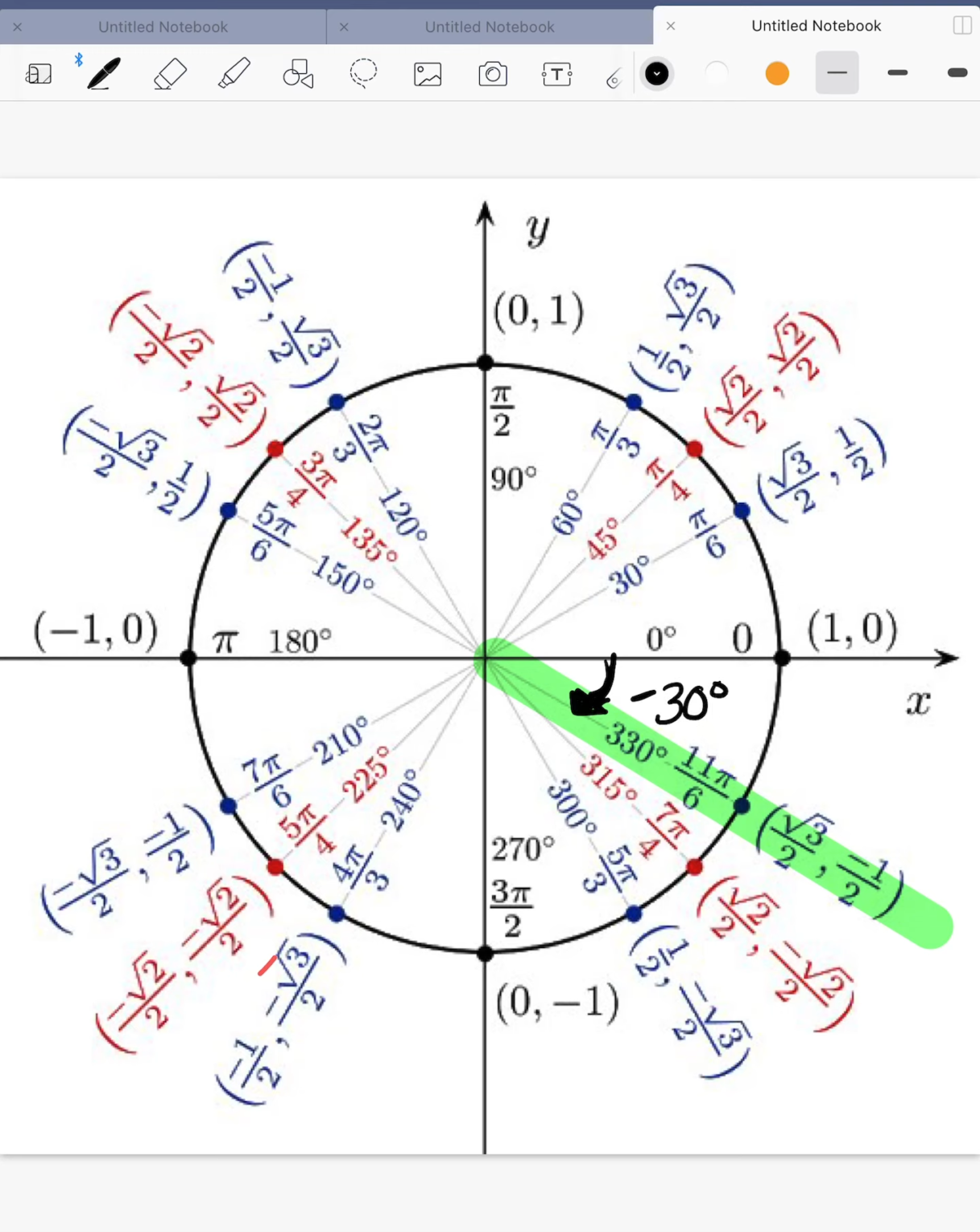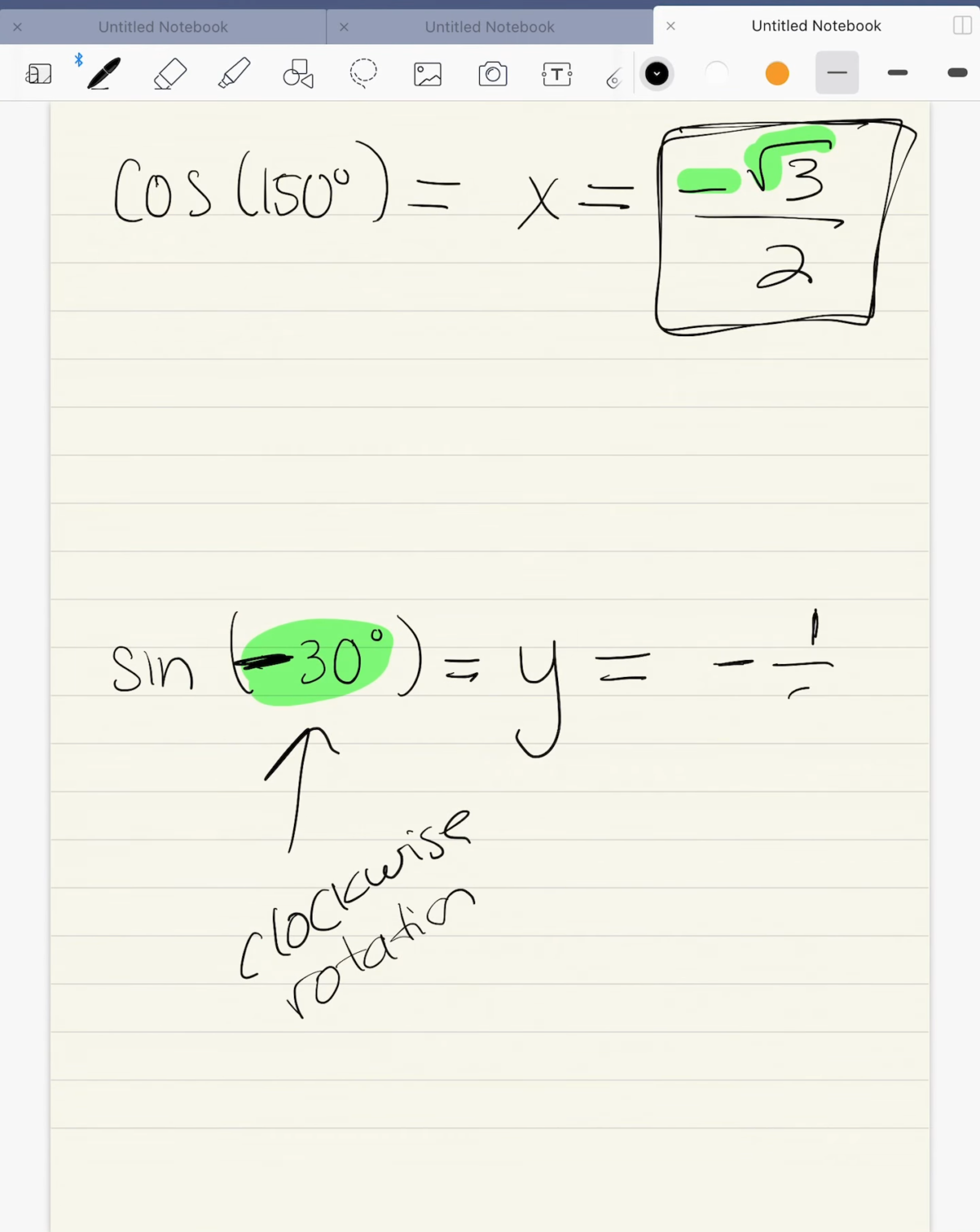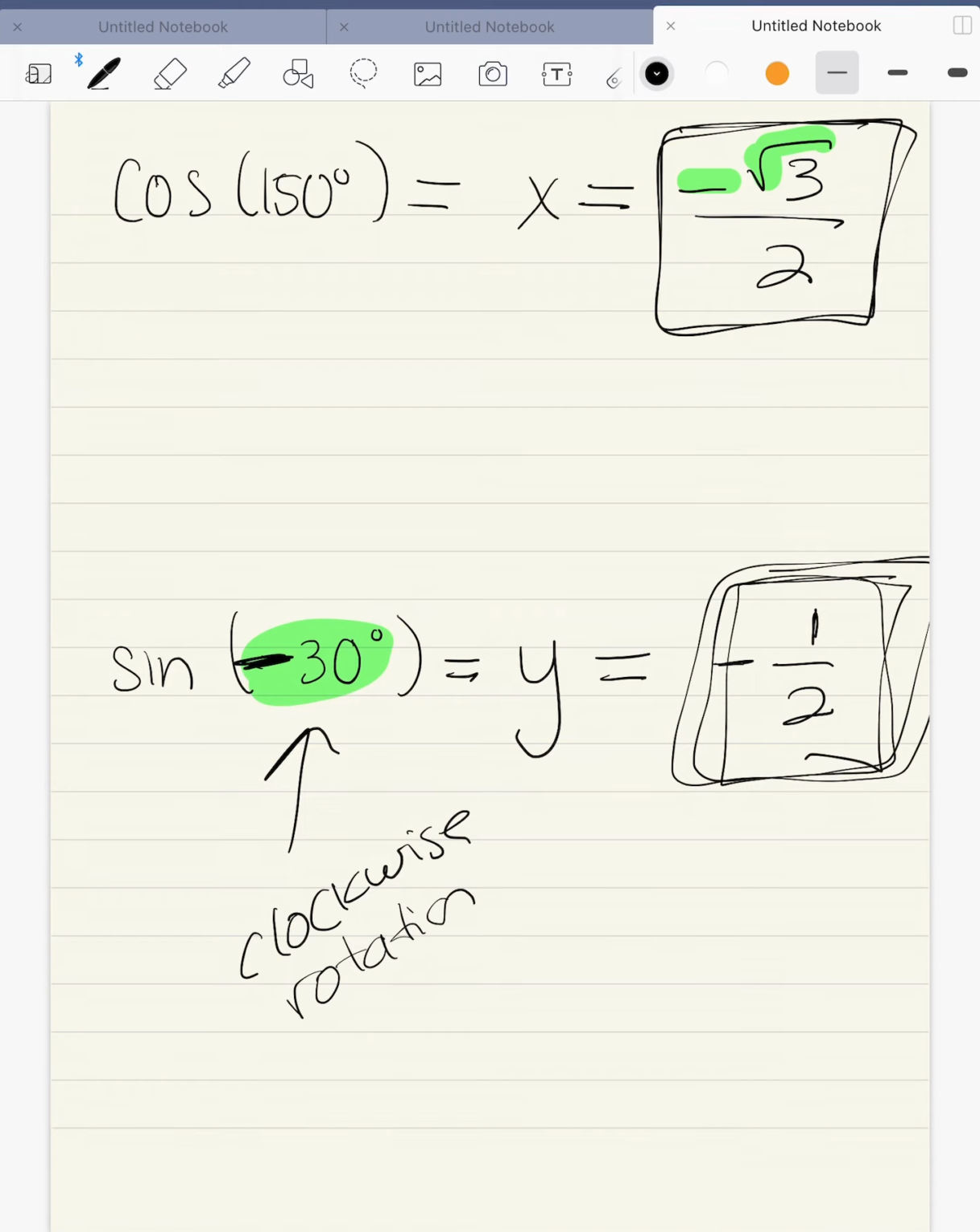So this is negative 30 degrees, which is the same thing as 330. And the sine is the y, so negative 1/2. And that is our answer, negative 1/2. So sine of negative 30 is the same thing as the 330 degrees. It lies in the same direction, 330.